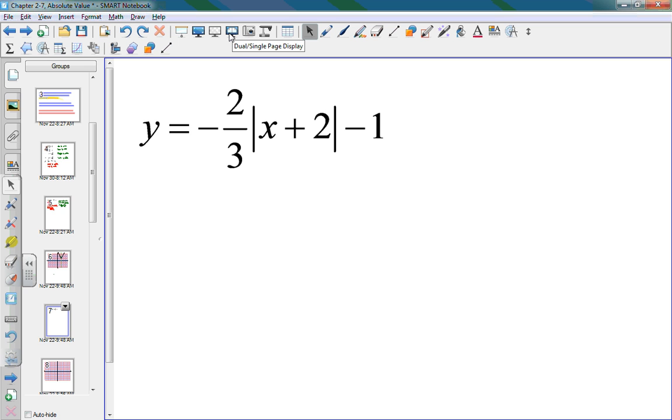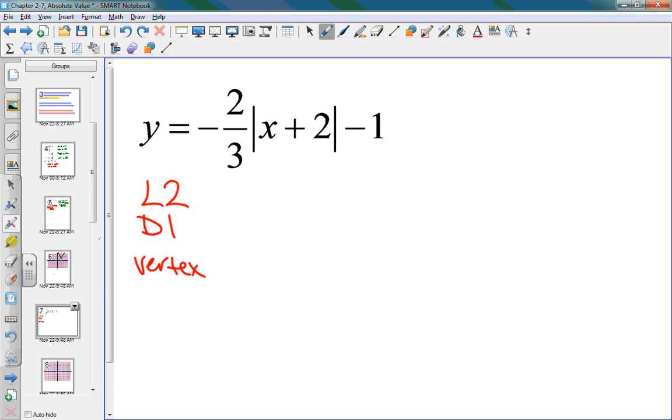Negative 2/3 times the absolute value of x plus 2, minus 1. What's h? H is 2, so more importantly, what's the direction? Left. I'm going to go to the left 2 units. What does the negative 1 do? Goes down 1 unit. Now from here, what can I pull out? The vertex. What is my vertex? Left 2 means negative 2 comma, down means negative 1. So negative 2 comma negative 1. Everyone should be writing this down.